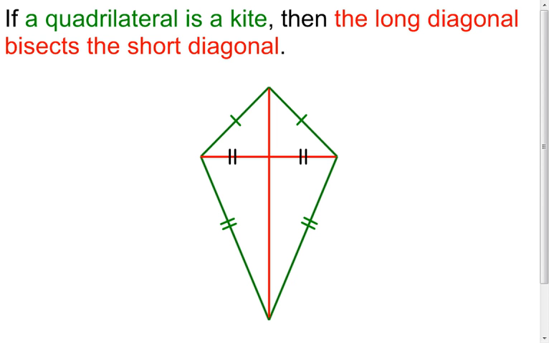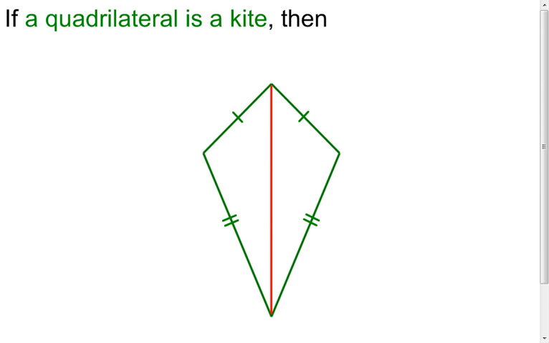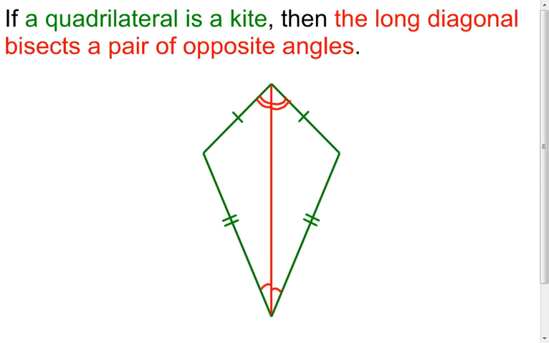Now, when you look at this, and I know we can't always go by what it looks like, but the short diagonal is not going to bisect the long one. It's just the long one cutting the short one in half. My next one is, now I'm just going to look at the long diagonal. So if it's a kite, the long diagonal is going to bisect a pair of opposite angles. So the two angles that the long diagonal goes through, it cuts those two angles in half. But it's only the long diagonal again, not the short diagonal.